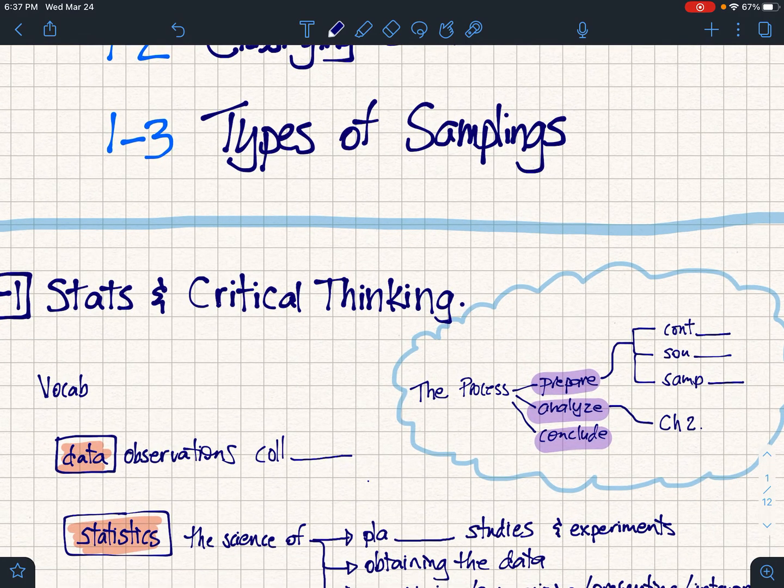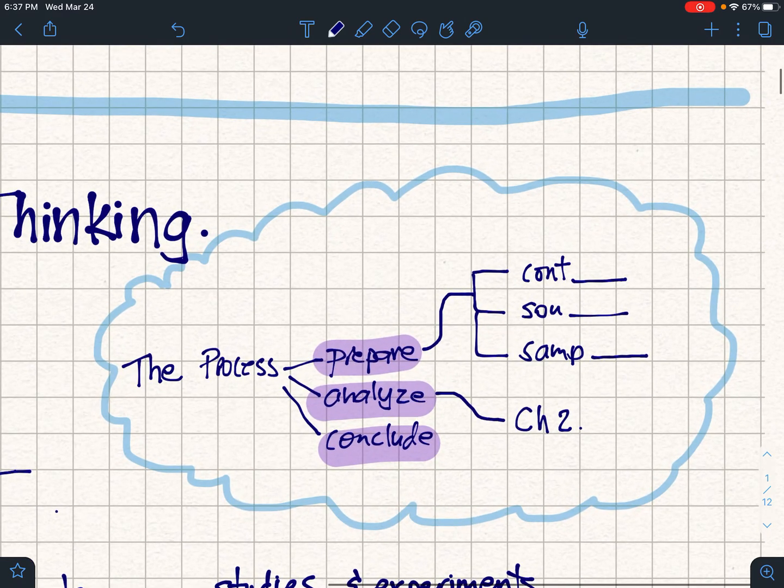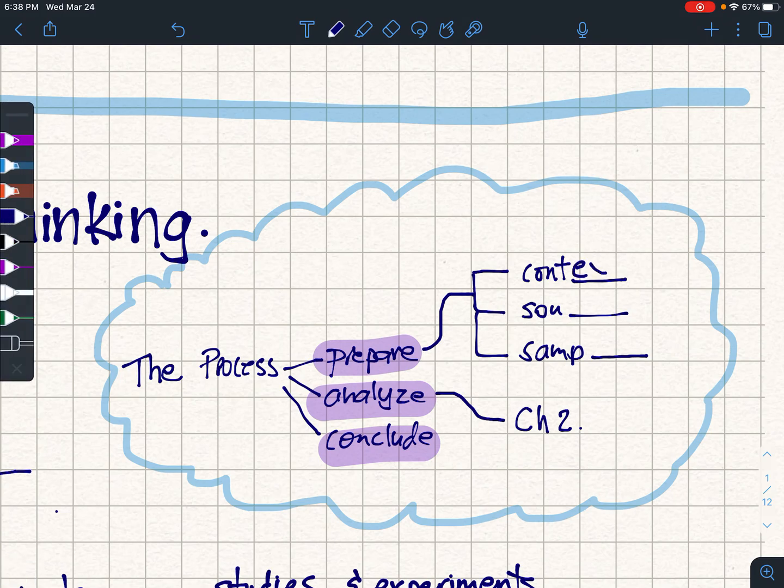All right, first of all, just our thinking on the front side of that, the process. The first part is the preparation part, and that includes looking at the context of the data. What is the source of my data? And again, what is that sampling technique or the sampling method? Chapter 2 will be mostly analyzing, and we'll be concluding all along in different stages. And part of that is embedded in every chapter, so to speak.